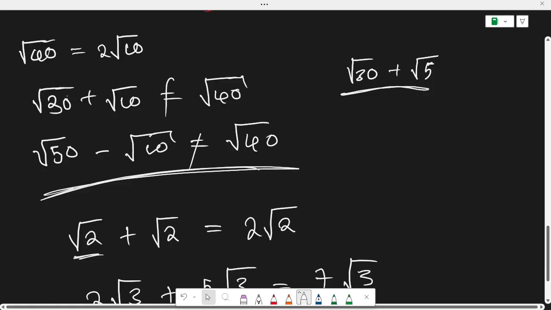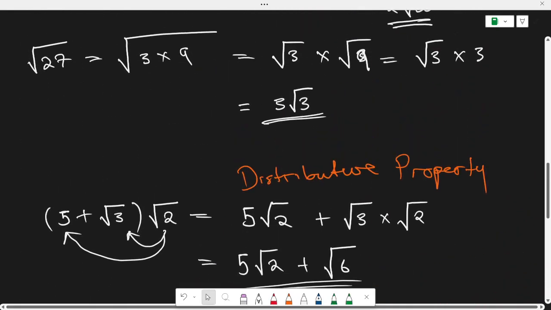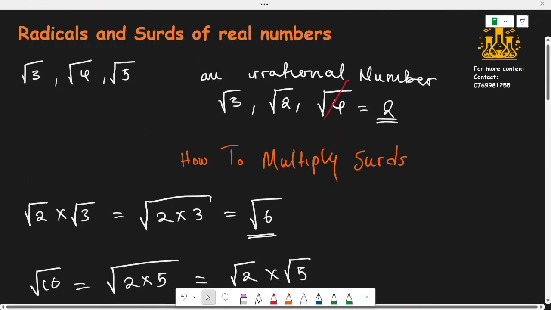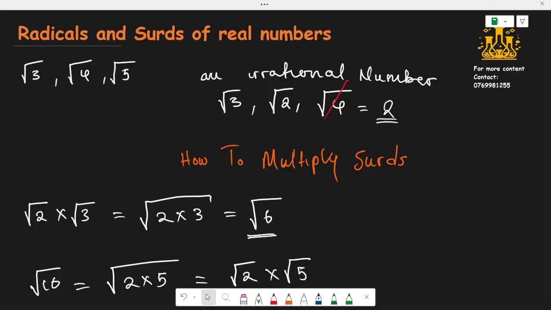Okay. So that is the introduction to radicals and surds of real numbers. I'm going to see you in the next video, where we're going to look at an example or further expand this concept.